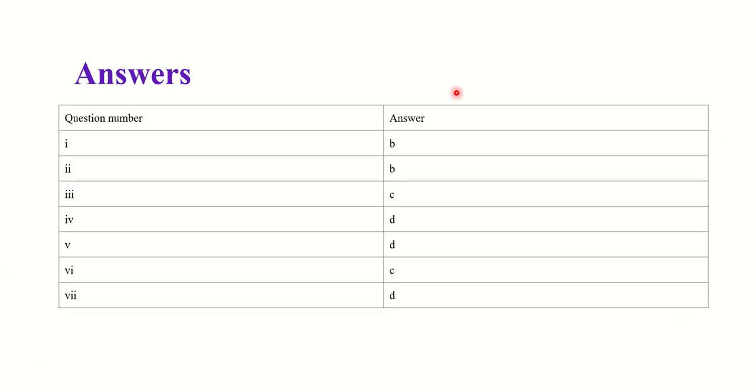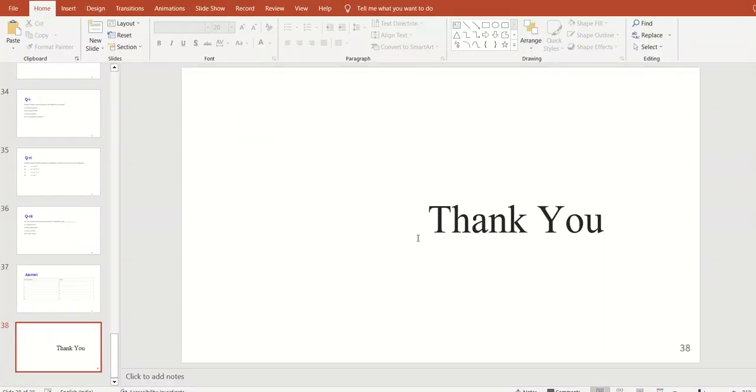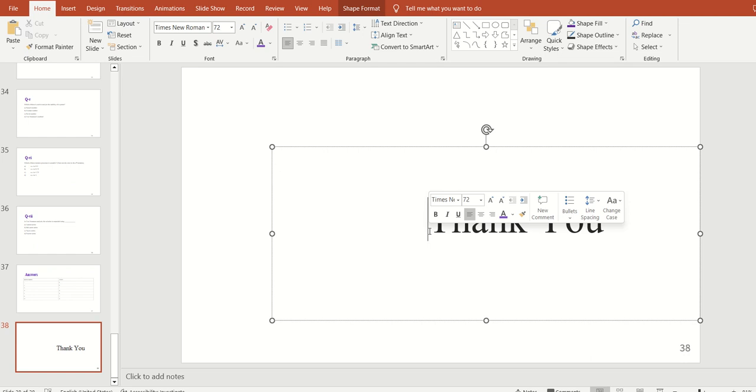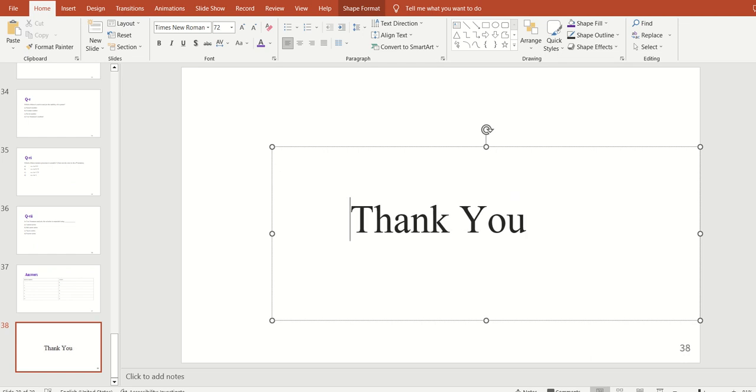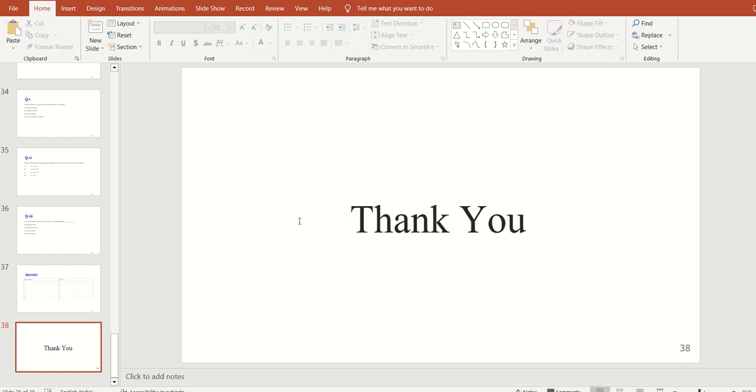So these are all the answers for the last 7 questions. They are just simple conceptual questions I thought would determine our level of understanding of the concepts. So that's all for today, and I thank everyone for attending today's session. Please feel free to ask any questions if you have any. I'll be happy to take them.